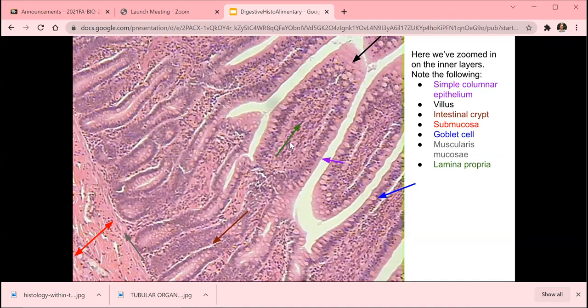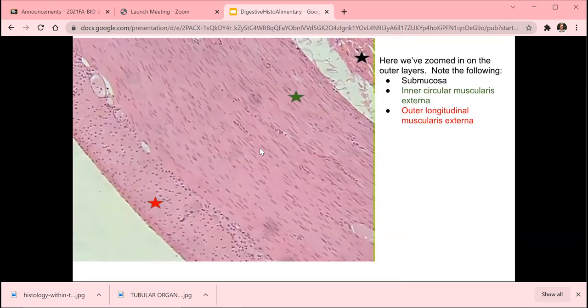You can see the lamina propria. Between the villi, you can see depressions. They are intestinal crypts. And we have a very thin muscularis mucosa. And after that, we have tunica submucosa. And here you can see tunica submucosa, inner circular and outer longitudinal layer of the previous slide.